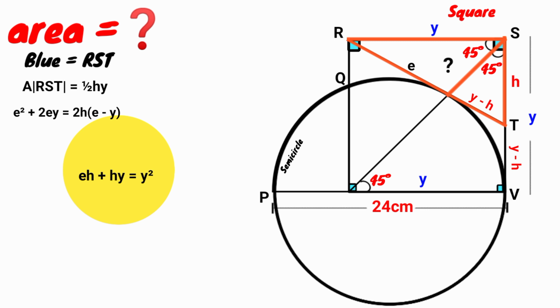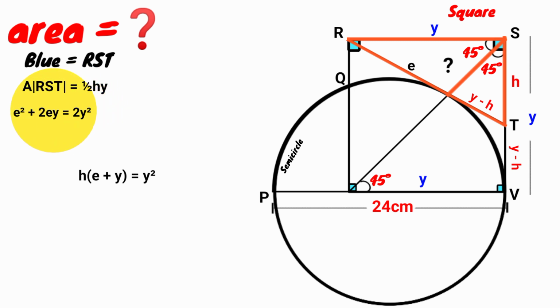So EH plus HY equal to Y squared. Here we factor out H. So it is H into bracket E plus Y equal to Y squared. Now come to this equation. Replace this H into bracket E plus Y with Y squared.